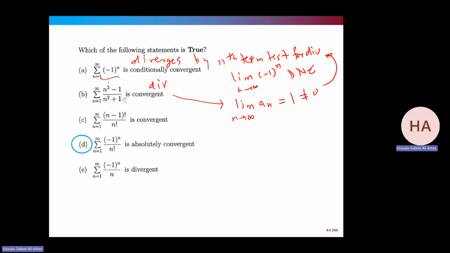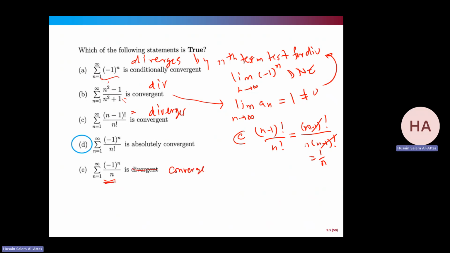This one, if you notice, what is this? If we take n minus 1 factorial over n factorial, what is this? n times n minus 1 factorial cancels, so it's 1 over n, which is very clear divergent, harmonic series divergence. This one is absolutely convergent. This is true. We'll check it later. This one divergent. No, we know this one converges conditionally.